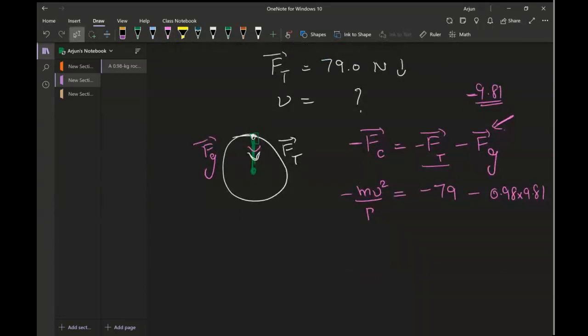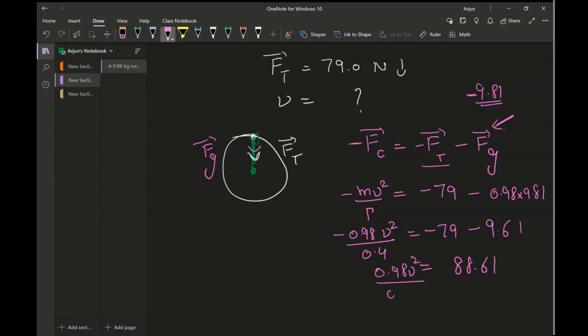Now if I were to do the math, 9.81 multiplied by 0.98 comes out to be negative 9.61, and this is negative 79. Down here I'll put in the value for mass: 0.98 multiplied by v square upon r, 0.4. And 79 plus 9.61 is 88.61. And then I'll cross multiply 0.98.